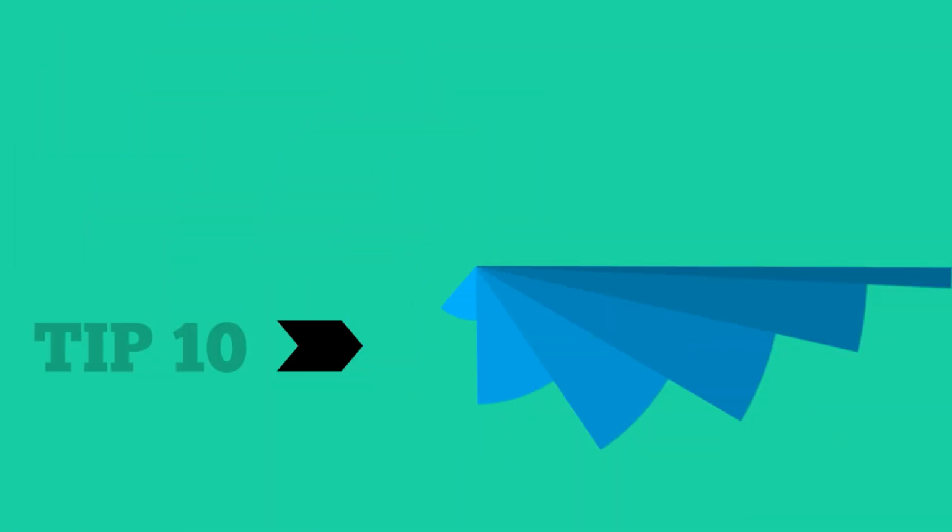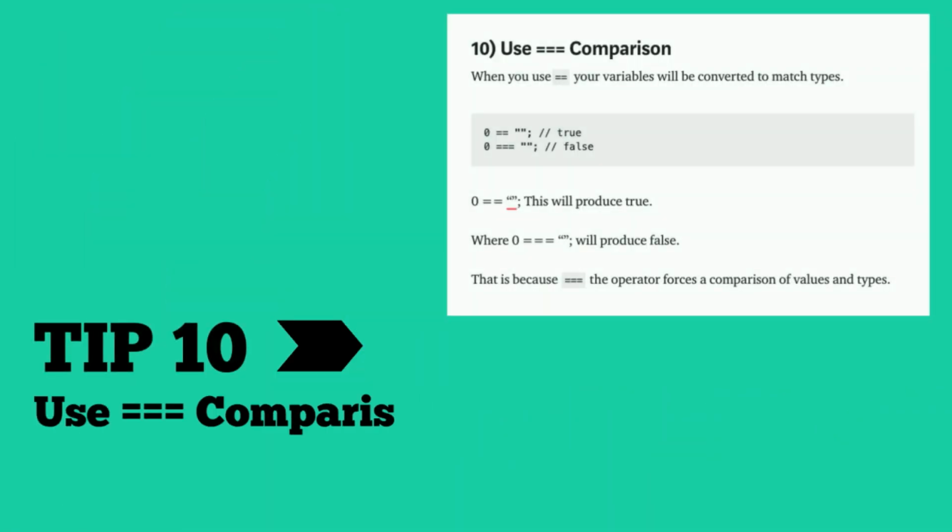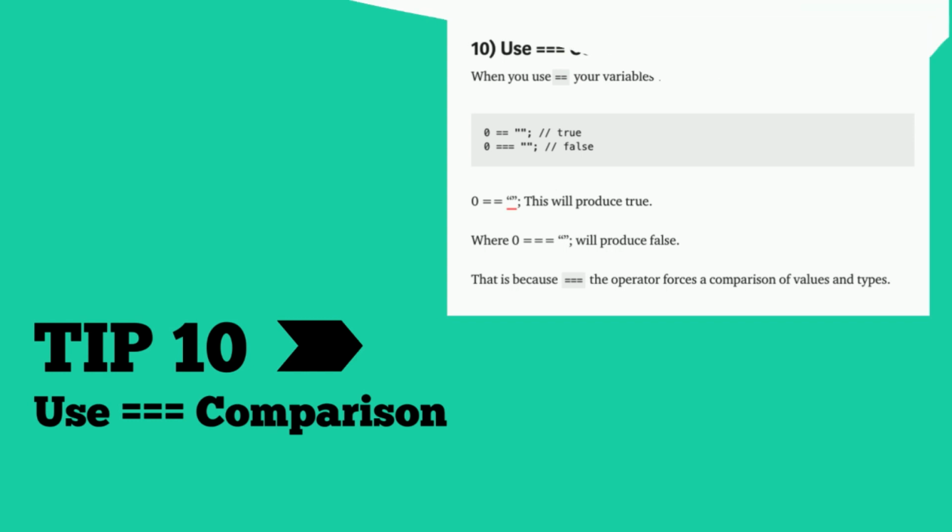10. Use strict equal comparison. When you use equal, your variables will be converted to match types. 0 equals empty string will produce true, whereas 0 strict equal empty string will produce false. This is because the strict equal operator forces a comparison of values and types.